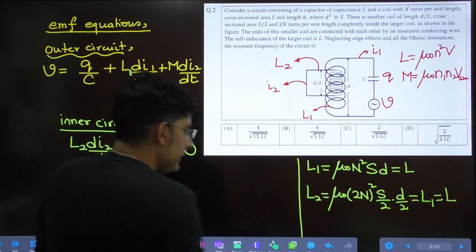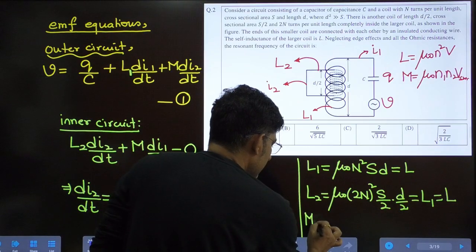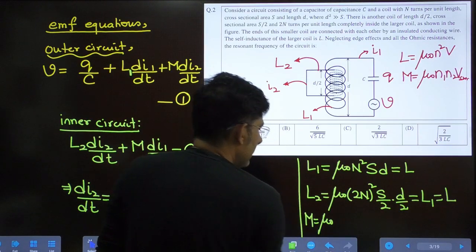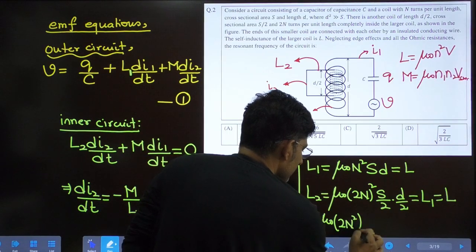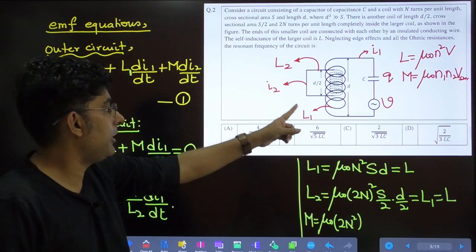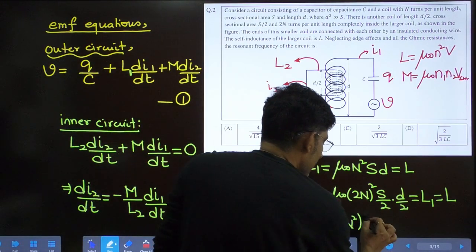Now if you see mutual inductance, what is mutual inductance? Mu naught N1 N2. N1 N2 will become how much? 2n square, into volume of the smaller coil. Volume of the smaller coil is how much?